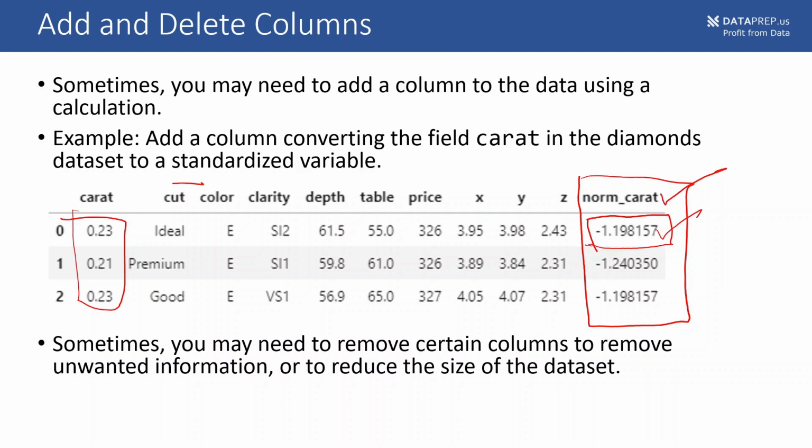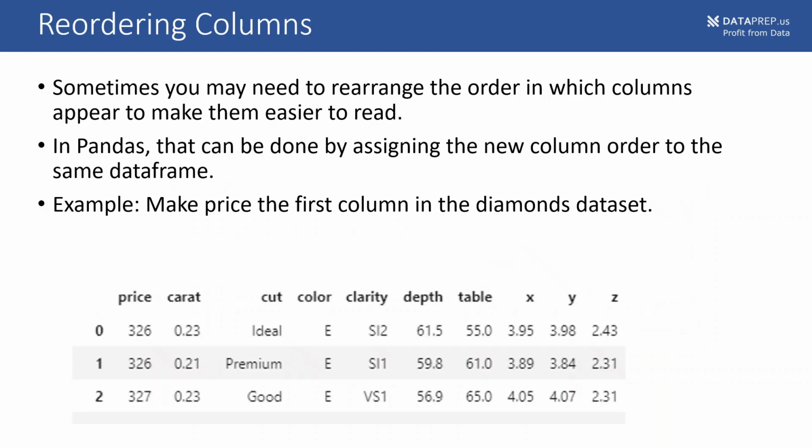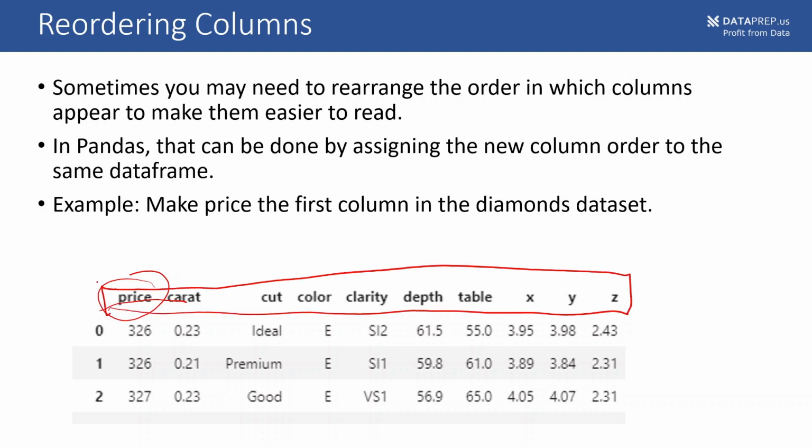Reordering columns refers to changing the order in which your data columns appear. So in this situation, maybe we want to see price first. And it's quite easy for us to do that. We can specify the order in which these columns appear, and we can make price be the first column if that is what we choose to do.